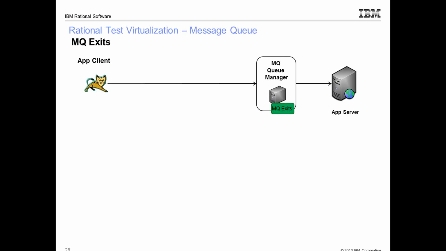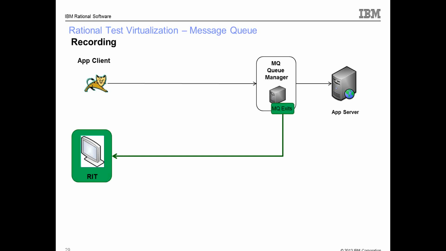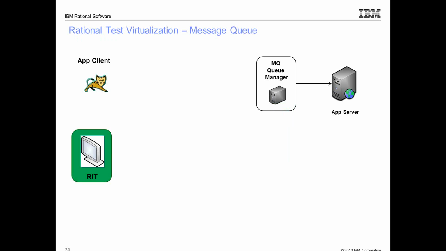Now if you look at the queue manager, what we do is we put in what is called an MQ exit into the MQ queue manager, which then records the information that is traveling between the client and the app server and passes it on to RIT.